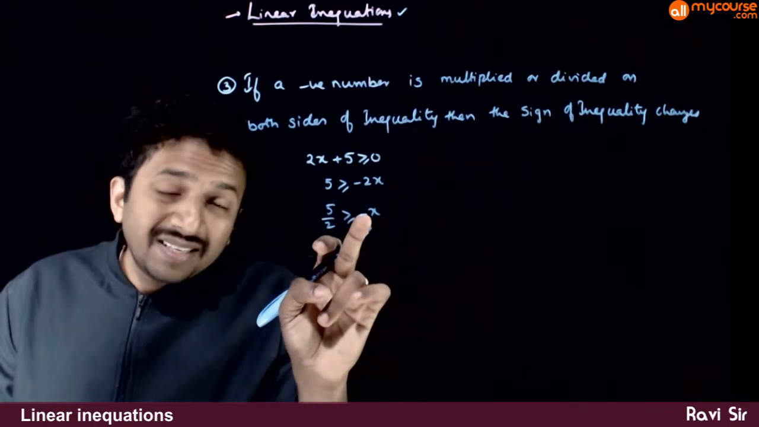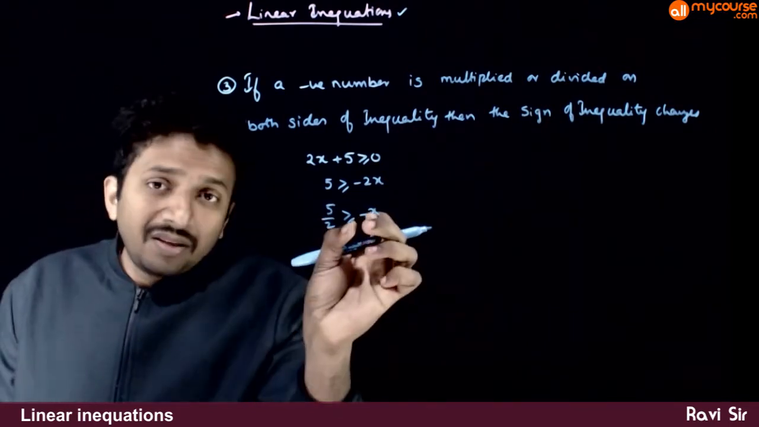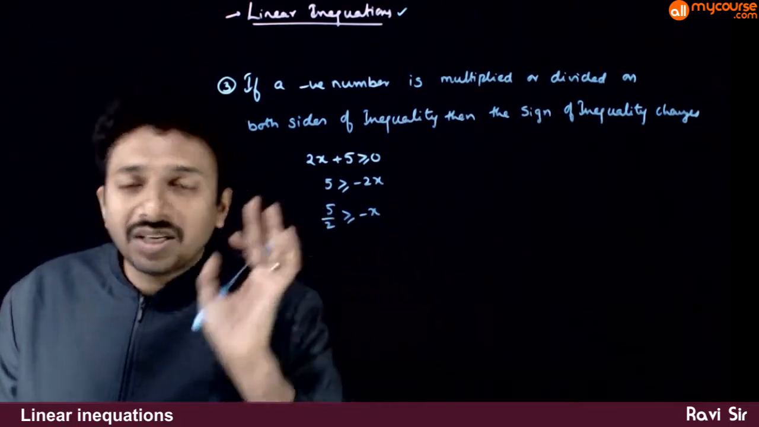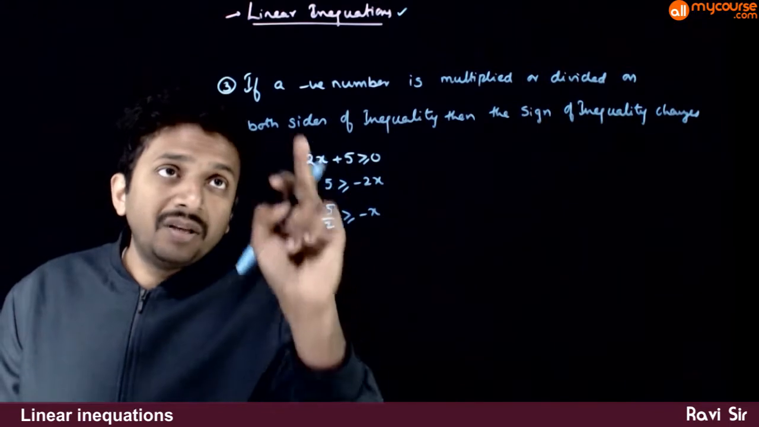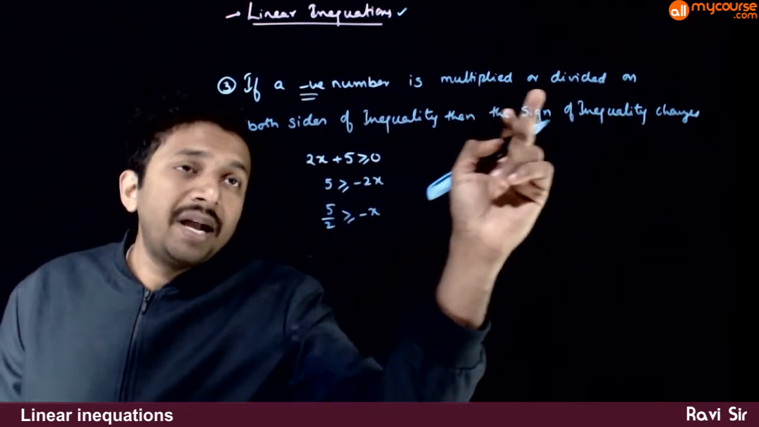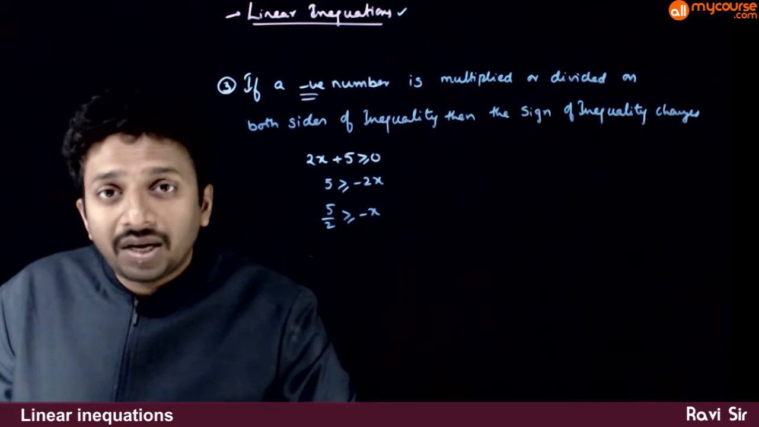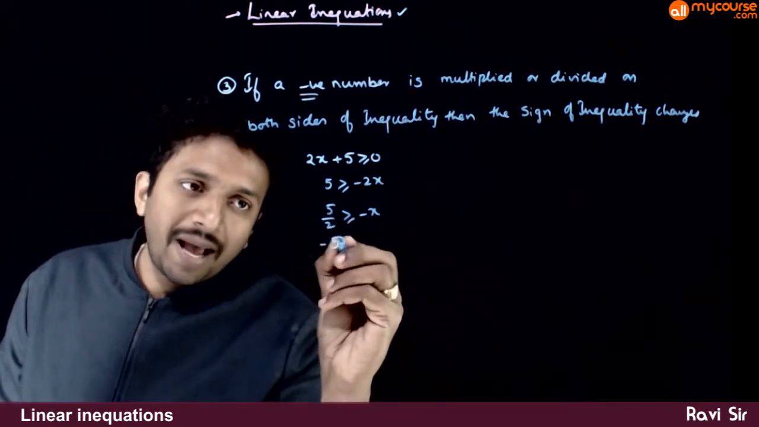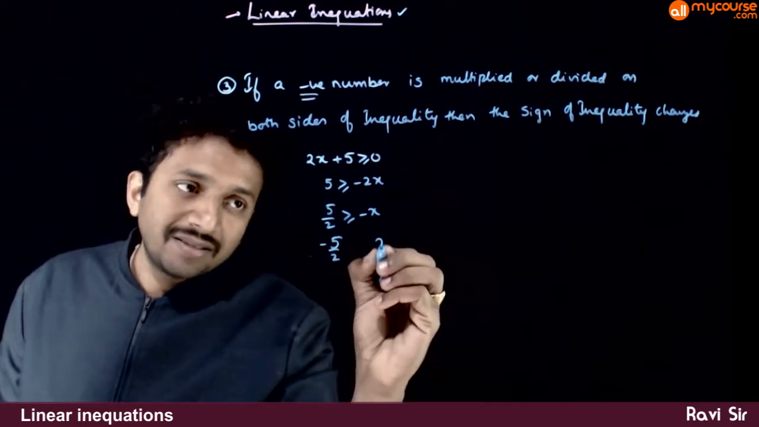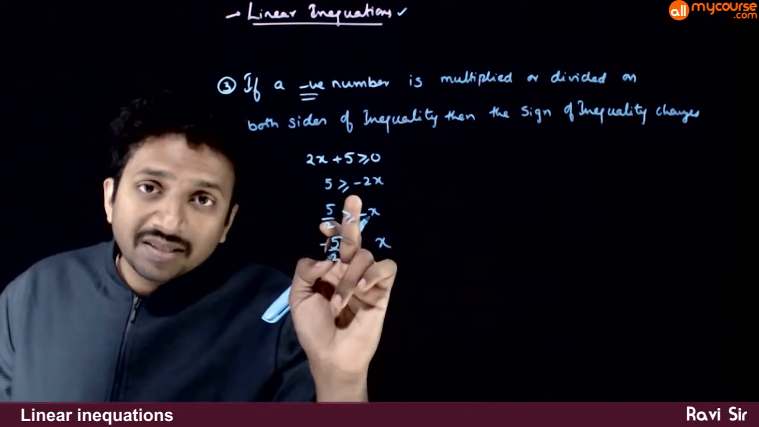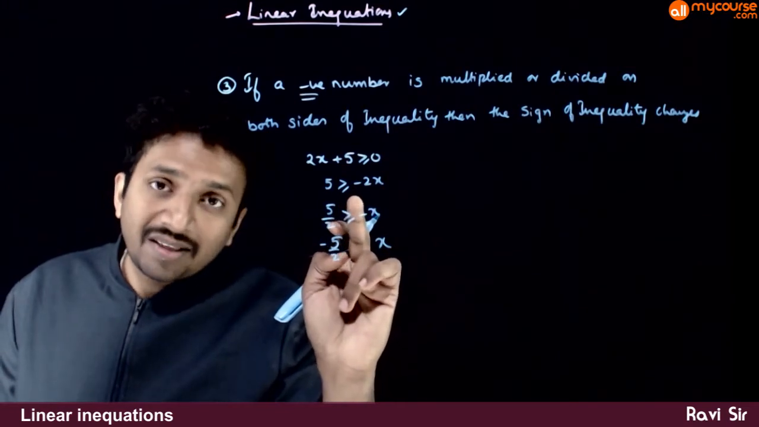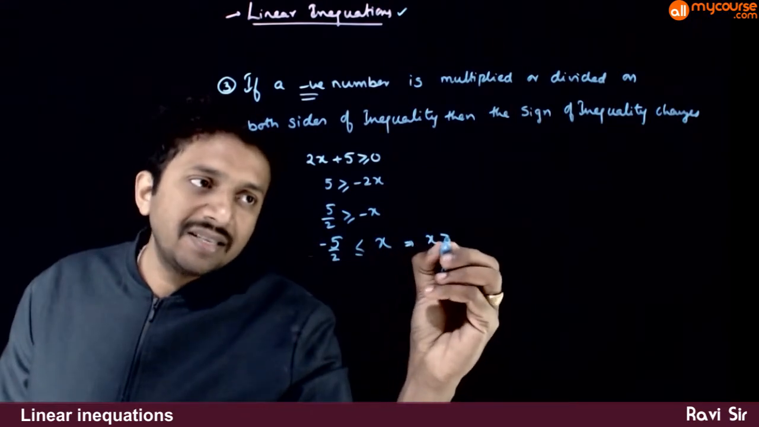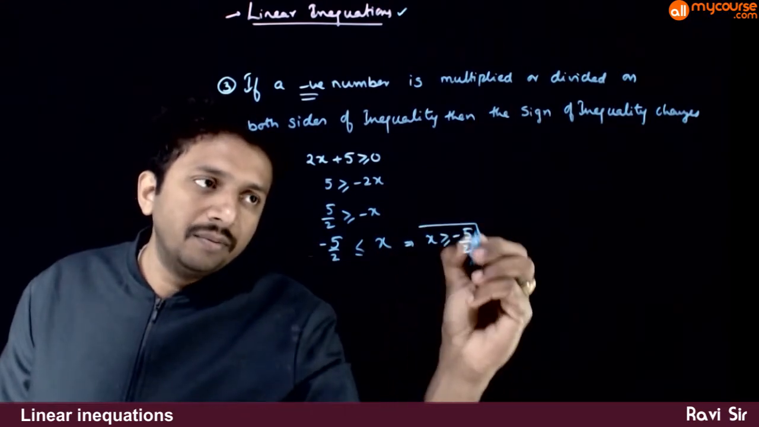Now if you want to make this minus x into plus x, you have two options. I can either multiply both sides with minus 1 or divide both sides with minus 1. So whatever I do, if a negative number is multiplied or divided on both sides, the sign of inequality has to change. So if I uniformly multiply both sides with minus 2, you get minus 5 by 2 here. Minus of minus x is x here. What happens to the sign of the inequality? It reverses. That is, greater than or equal to will become less than or equal to. That means the final answer is x is greater than or equal to minus 5 by 2.